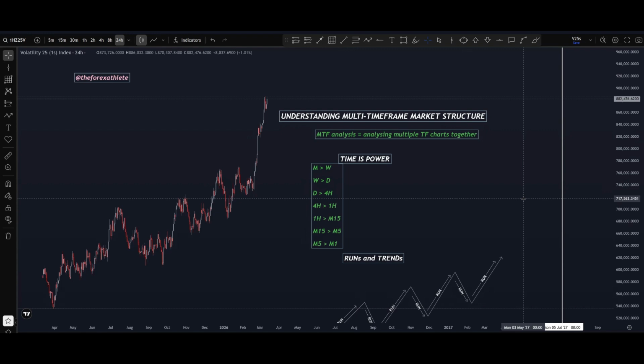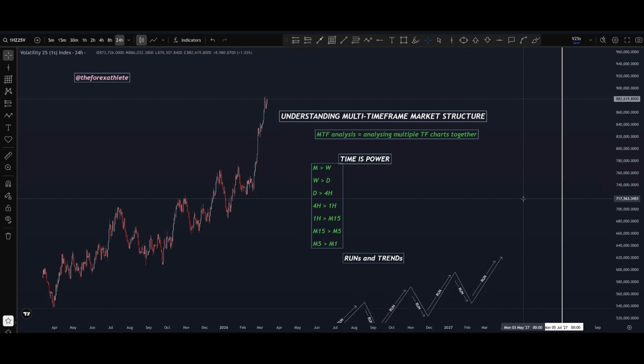But it's not as easy as I just made it sound, because you now have to analyze multiple time frame charts together as a unit. You have to analyze everything. You have to break everything into smaller pieces from the higher time frame down to the lower time frame.